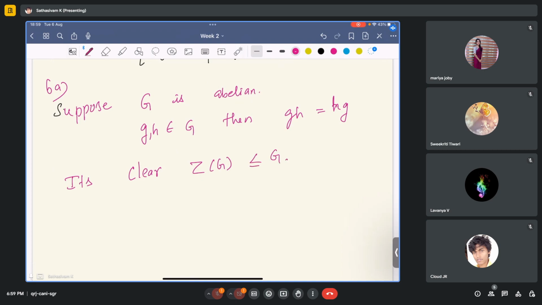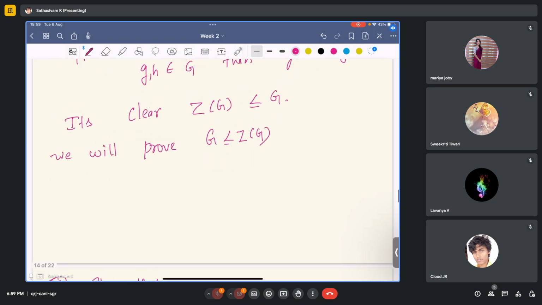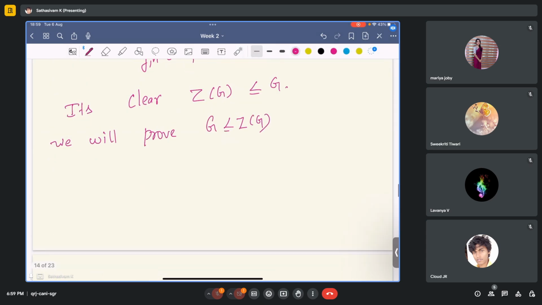So to say the equality, we will prove the other containment: G is contained in the center of G. How do you prove anything like containment? By subgroup I also mean it contains, but if I say it is contained, then it is fine. So let's start with g in G, and we will prove that this g belongs to the center.